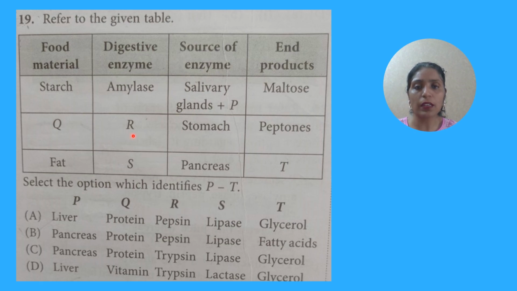Q is stomach and peptones. The end product is peptone, meaning it is related to protein. So Q should be protein. And they are talking about the stomach, so that means R should be pepsin. Now the fat digestive enzyme is lipase in the pancreas, and that converts fat to glycerol. Hence option B should be the correct answer.